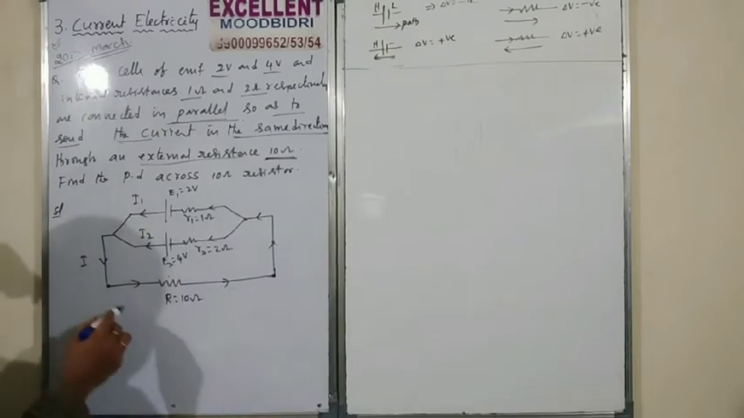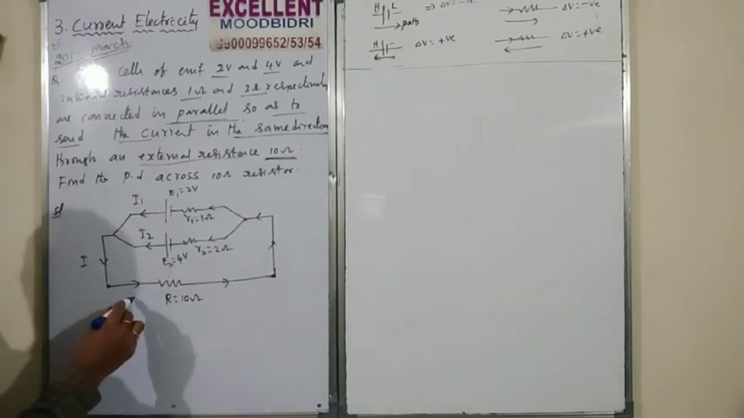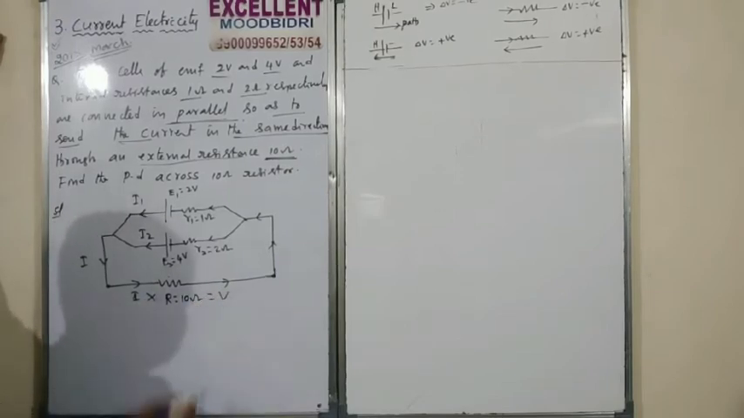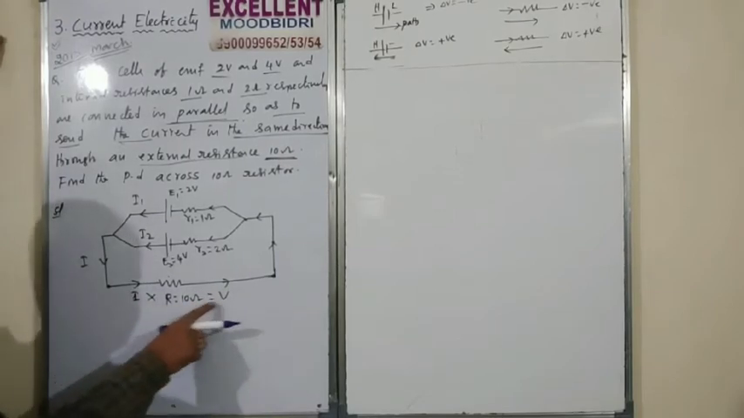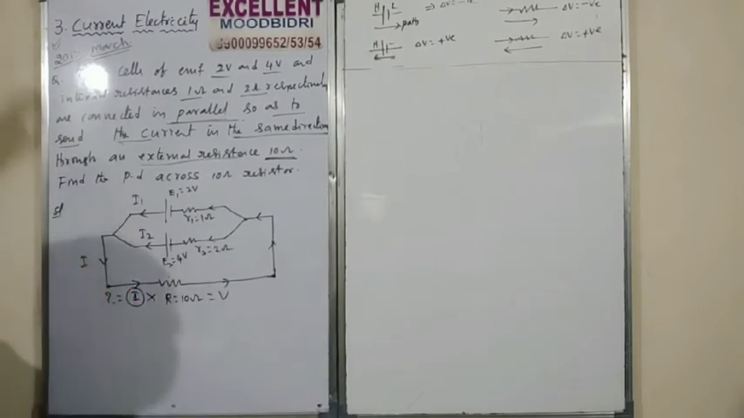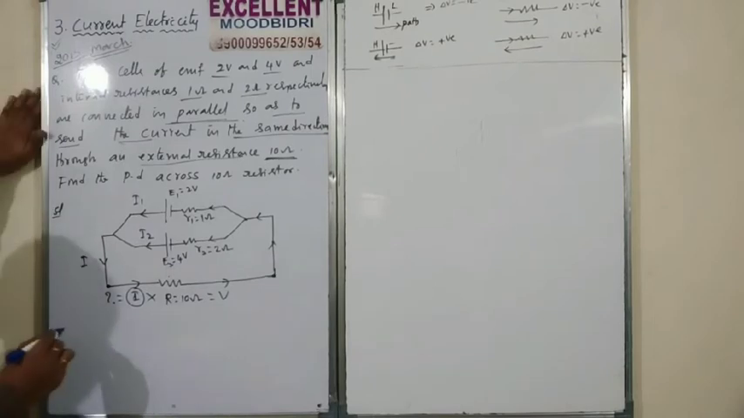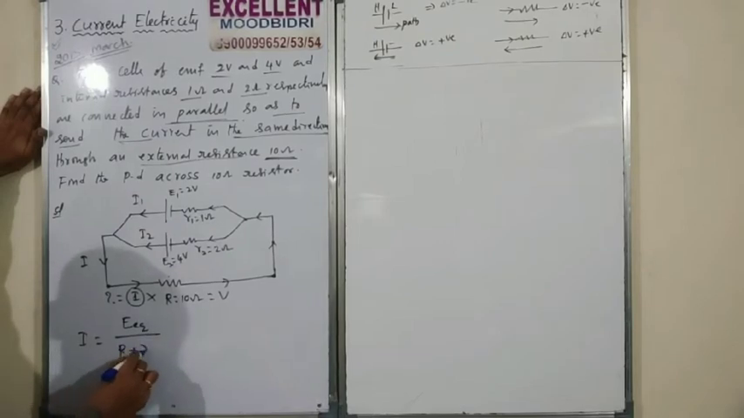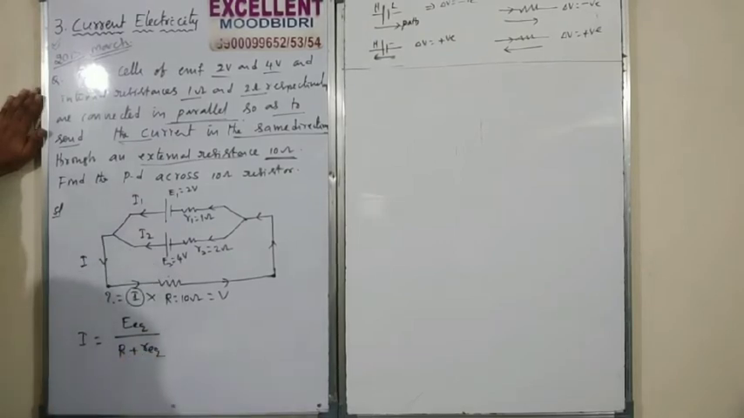V is equal to how much? Here, this is the I value and this is the R value. I into R is equal to V only, right? Correct? I into R is equal to V. Therefore, I want the I value. You have to find I. Correct? Therefore, the formula is I is equal to E equivalent by R plus R equivalent.